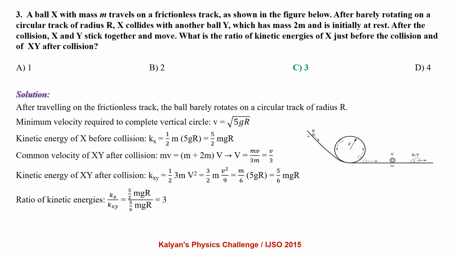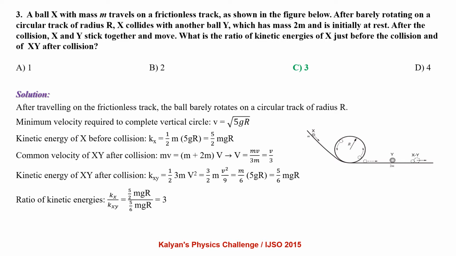A ball x with mass m travels on a frictionless track as shown in figure below. After barely rotating on a circular track of radius r, x collides with another ball y which has a mass 2m and is initially at rest. After the collision, x and y stick together and move. What is the ratio of kinetic energies of x just before the collision and of xy after the collision?